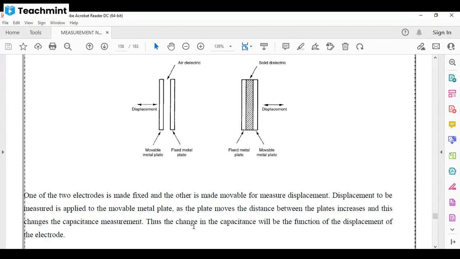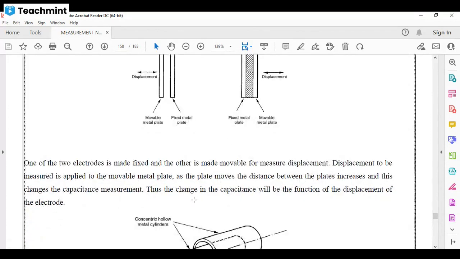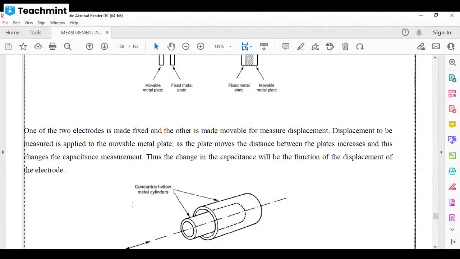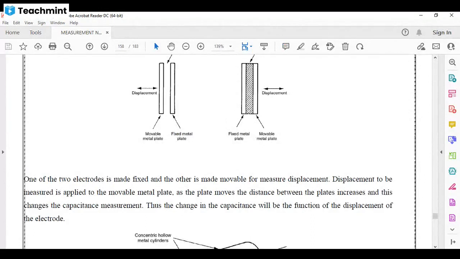The change of capacitance will be a function of the displacement of the electrode. तो डिस्प्लेसमेंट के अकॉर्डिंग कैपेसिटेंस भी चेंज करेगा। क्यों कैपेसिटेंस चेंज करेगा? क्योंकि जब डिस्प्लेसमेंट इज अप्लाइड ऑनटू दिस मटेरियल, मींस वन इज फिक्स मेटल, अनदर इज मूवेबल मेटल। तो मूवेबल मेटल अगर मूव करेगा तो डिस्टेंस बिटवीन टू प्लेट इंक्रीज कर जाएगा, तो due to this increase the capacitance also changes. So from this change of capacitance we can measure the displacement.